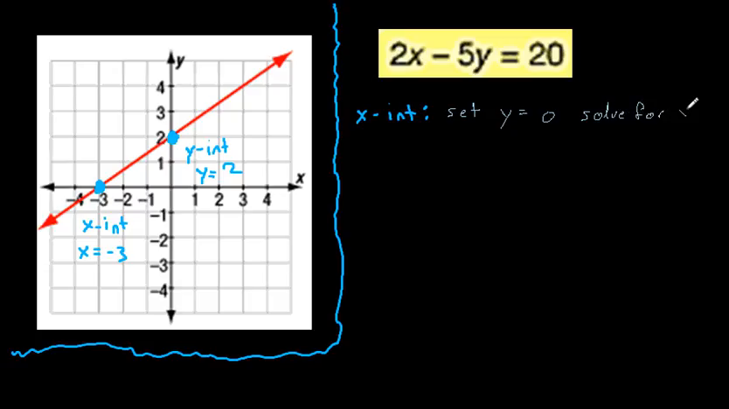So to do this, I would say, hey, 2x minus 5 times 0 equals 20. Well, that just becomes 2x equals 20. And if I divide both sides by 2, well, then I get that x equals 10.